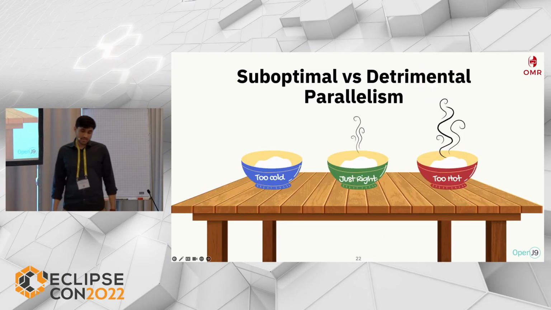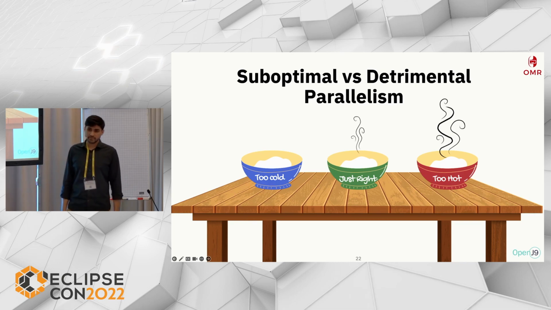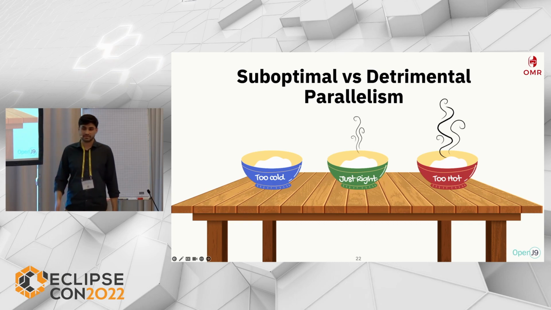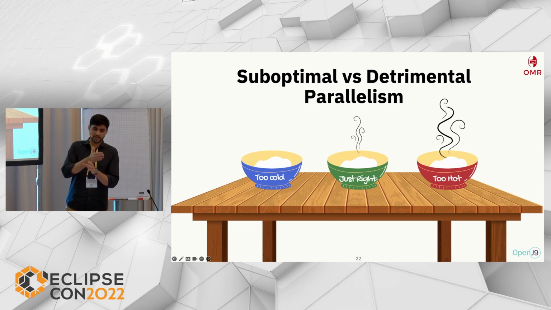So this idea of too many versus not enough threads can be more formally referred to as suboptimal versus detrimental parallelism. If we say that we gain maximal performance benefits at an optimal thread count, anything more than that is too hot, as we're gaining unnecessary overhead, and anything below that is too cold, as there are opportunities to gain further benefits.